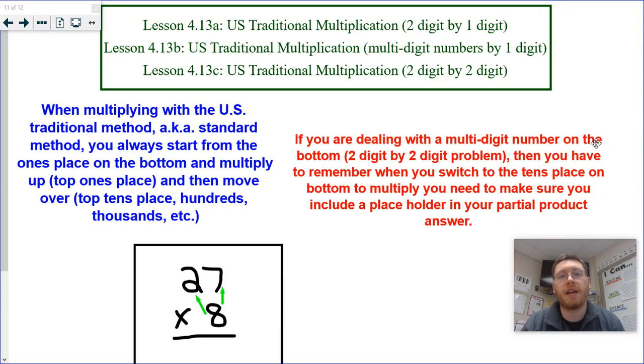What's up, guys? All right, today we are going to be talking about U.S. traditional multiplication, aka standard method.